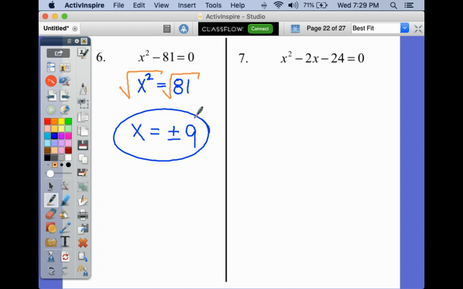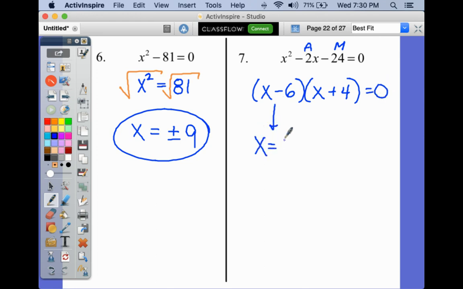We also have factoring as an option. So is it possible to multiply to the constant term and add to the middle term? We can do that with x minus 6 and x plus 4. And we just set these equal to 0. x equals positive 6, and x equals negative 4.